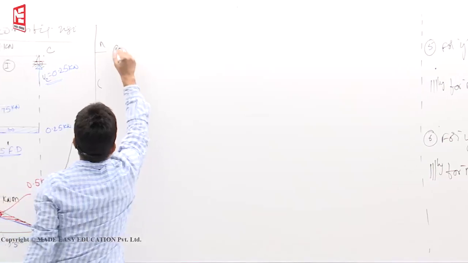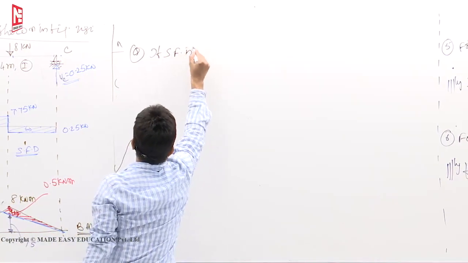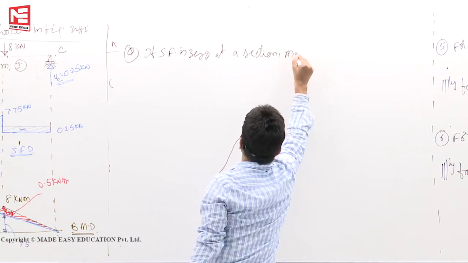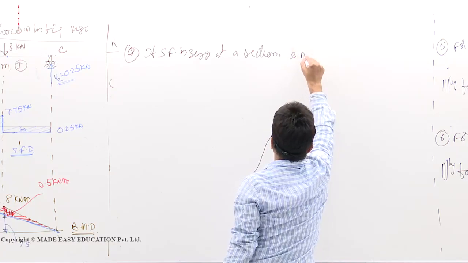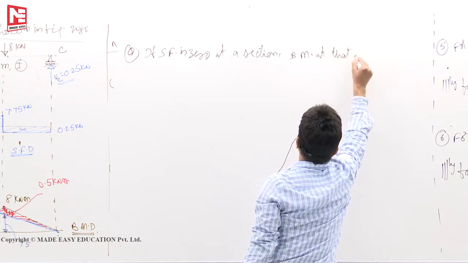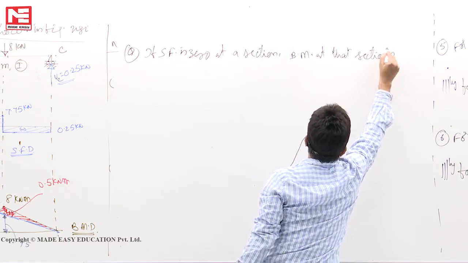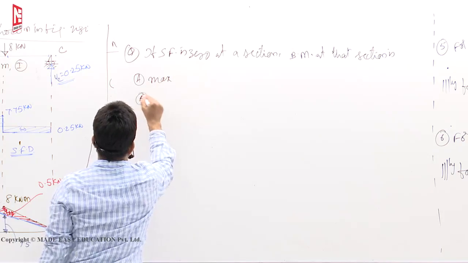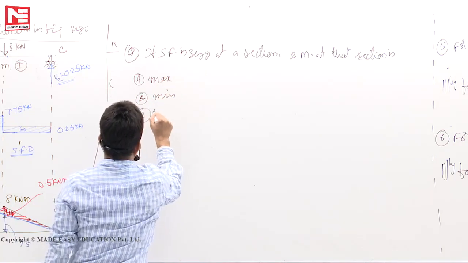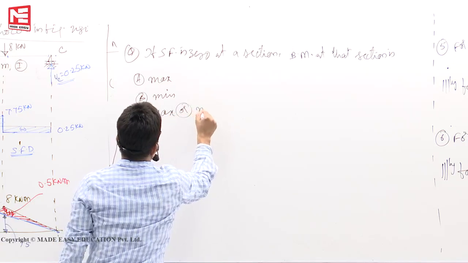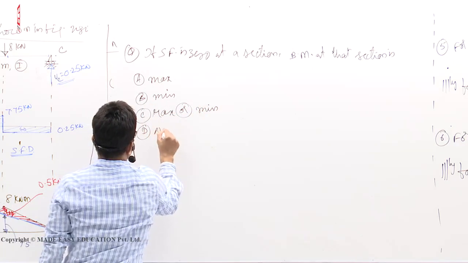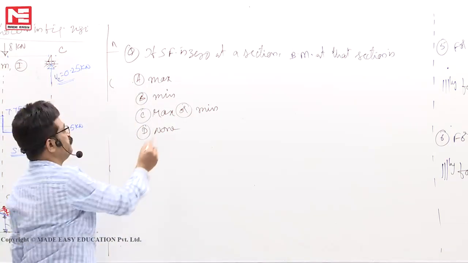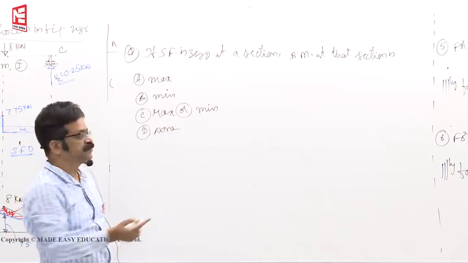Questions come like this. If shear force is 0 at a section, bending moment at that section is maximum, minimum, maximum or minimum, none. You see here in this case, maximum is correct, minimum is correct, but maximum or minimum is more correct. So, this you have to answer.